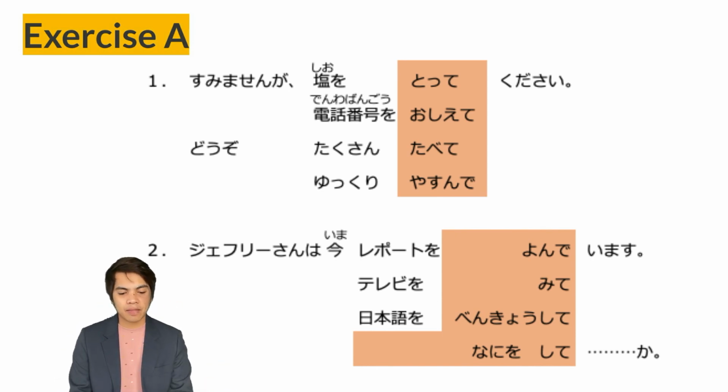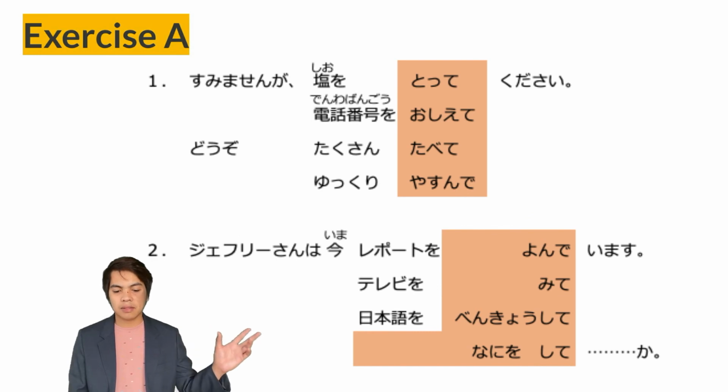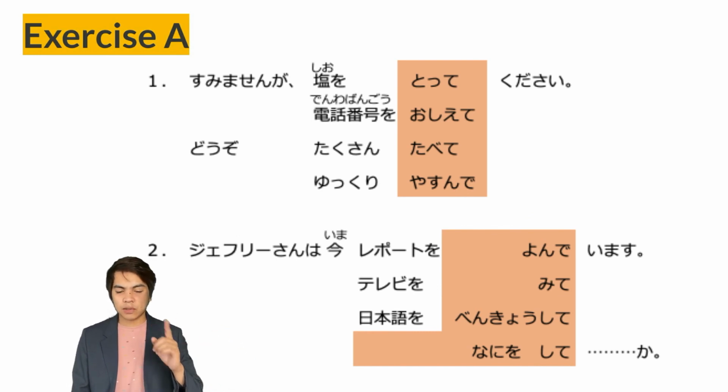Number 2, Jeffrey-san wa ima ripoto o yonde imasu. So from the verb ripoto o yomimasu, yomi, yonde. Plus imasu, it means currently reading. Next, Jeffrey-san wa terebi o mite imasu. From the verb mimasu, to look, to watch, or to see. Terebi o mite imasu, watching TV.